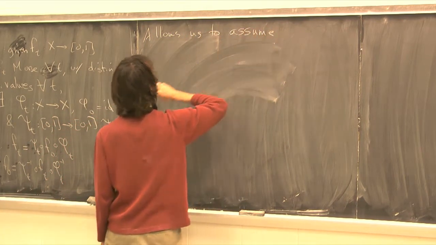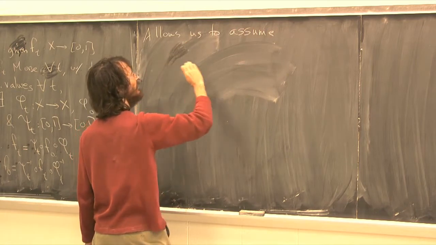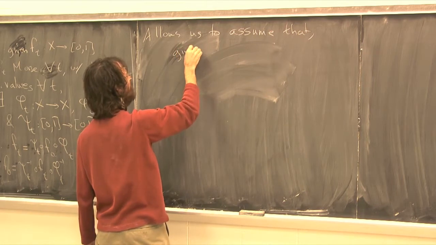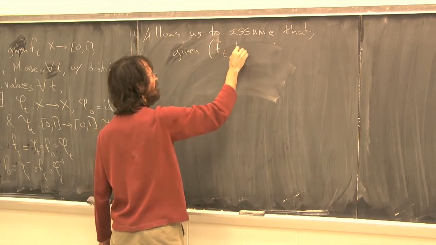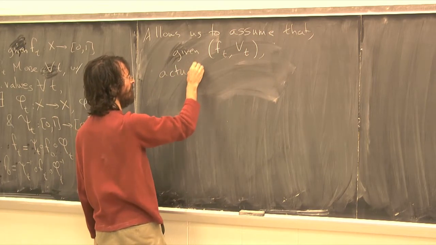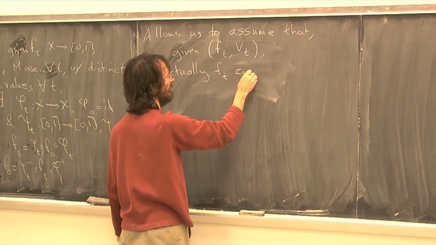that in one family of f sub t, d sub t, the f sub t is actually constant.